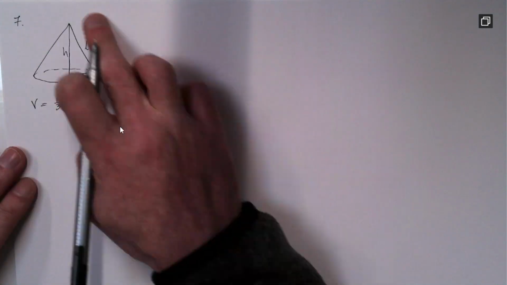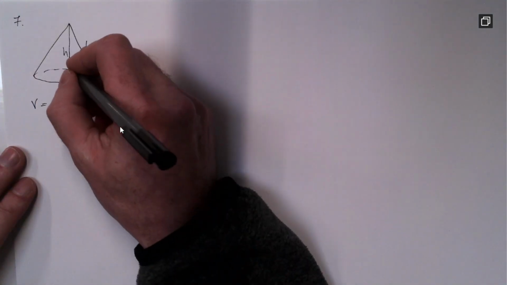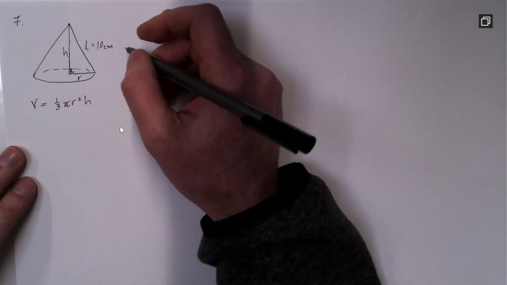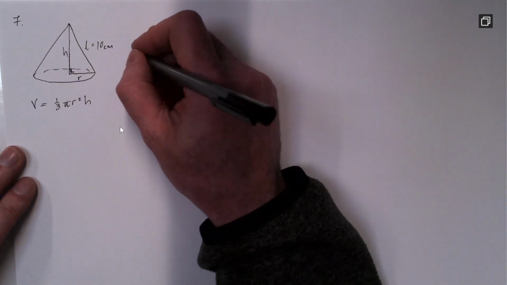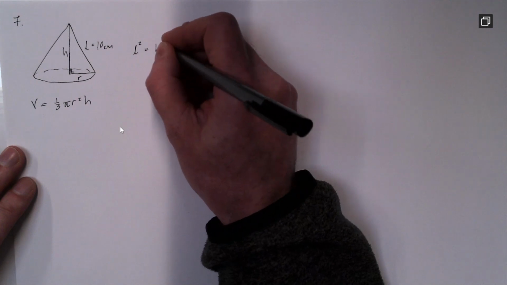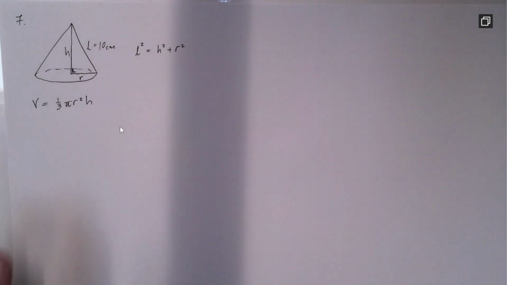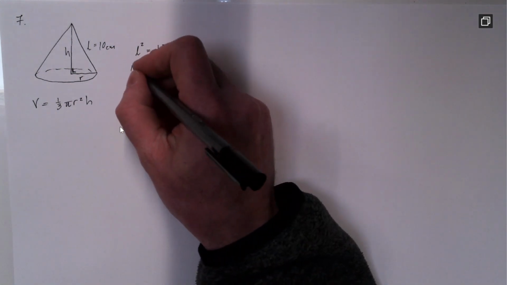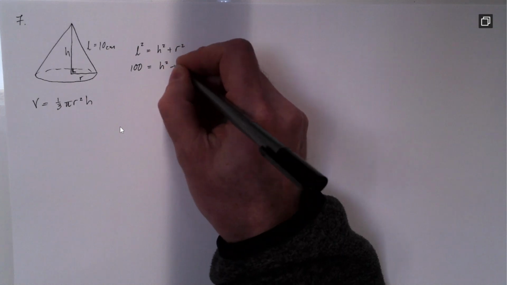So to eliminate one of them, we use the Pythagoras theorem. So L squared equals h squared plus r squared. Now L is 10, so we get 10 squared equals h squared plus r squared.